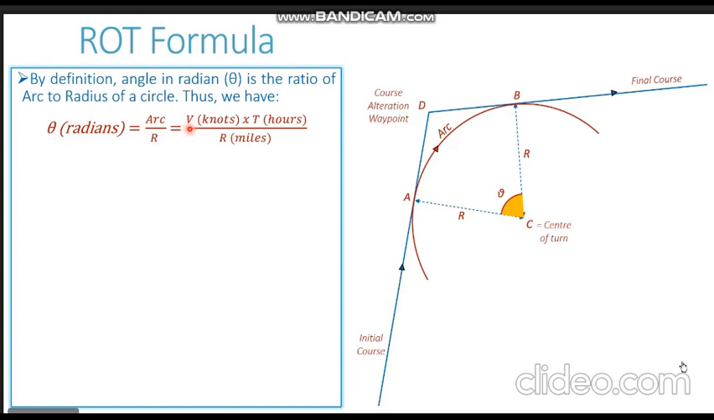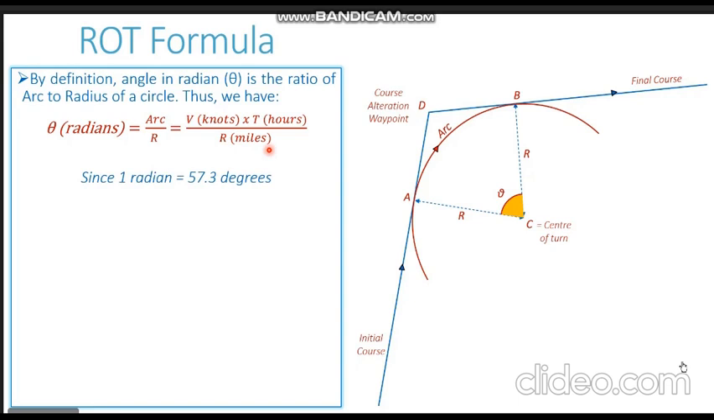The speed of the ship, let us assume, is V knots and the time taken for the alteration is T hours. The time has been taken in hours here because the speed is given in the units of nautical miles per hour. So time has to be used in hours. Divided by the radius of the turn, the radius will be in nautical miles.